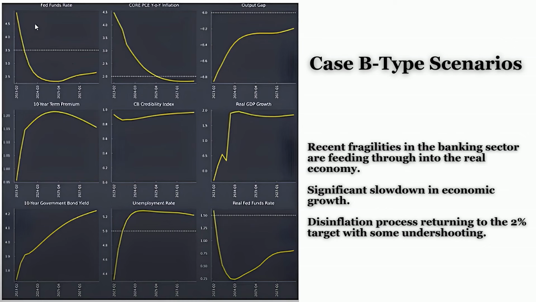However, in this scenario, central bank credibility recovers faster than in case A. Unemployment does not increase significantly, and real interest rates remain close to zero, though not negative. If we were to simulate risk scenarios involving a banking or financial crisis, we might consider negative real rates.